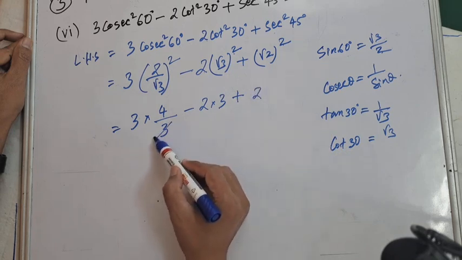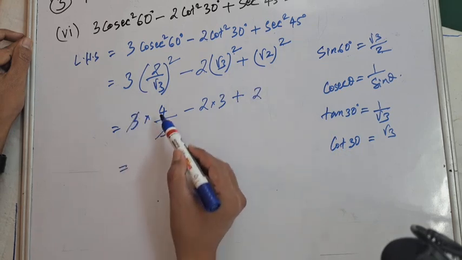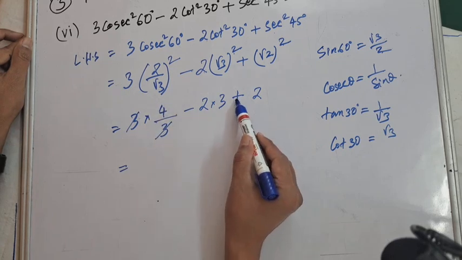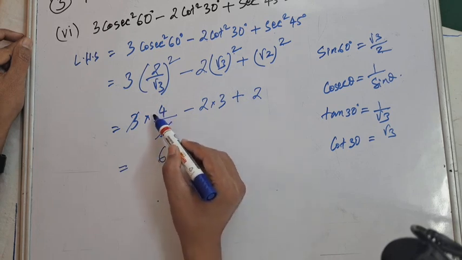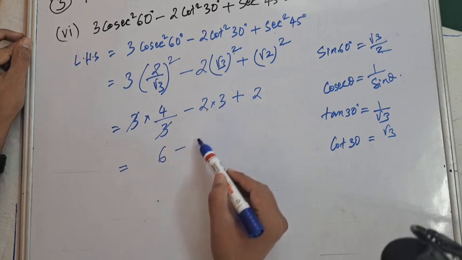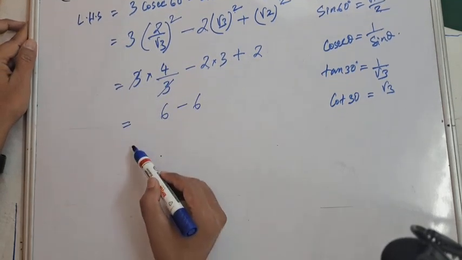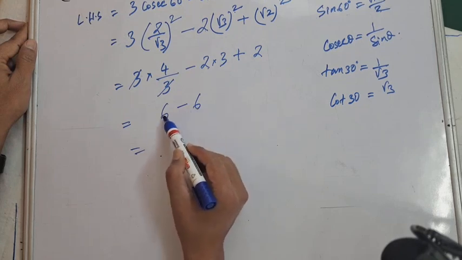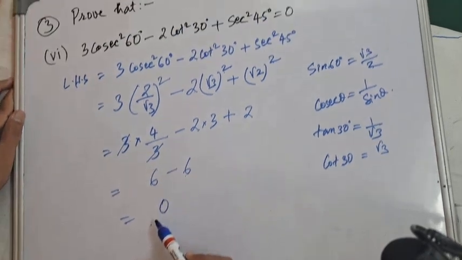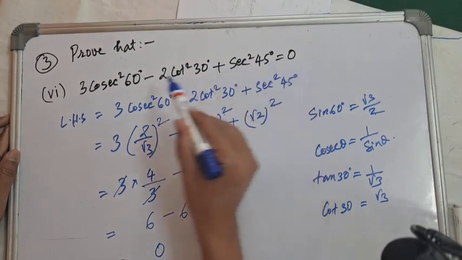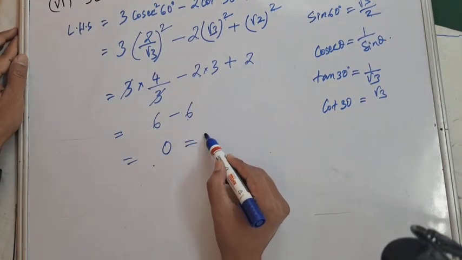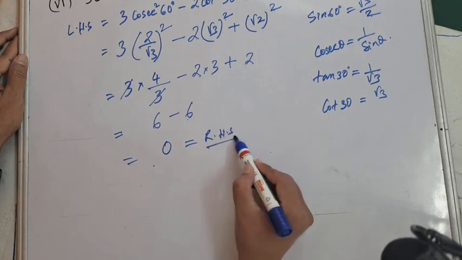Okay, so this 3 and this 3 cancels out. We have 4 here, plus 4, no sign means plus, isn't it? Plus 4 plus 2 will give us plus 6. Okay, minus 2 3s are 6. So this is plus 6 minus 6, same number, opposite sign. 6 minus 6 is 0, isn't it? So this is what we have in the right hand side. Right hand side, this equal to 0. So hence proved, we got 0, isn't it? This equal to RHS. Hence proved.